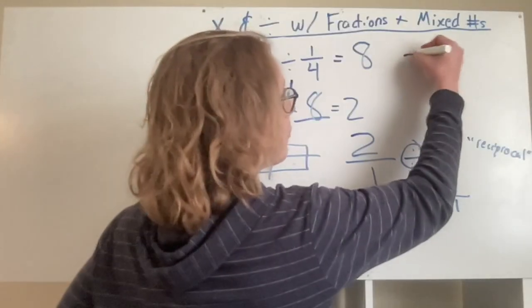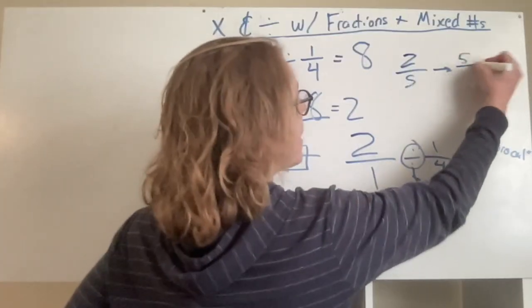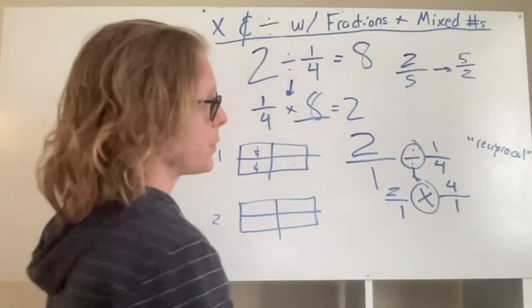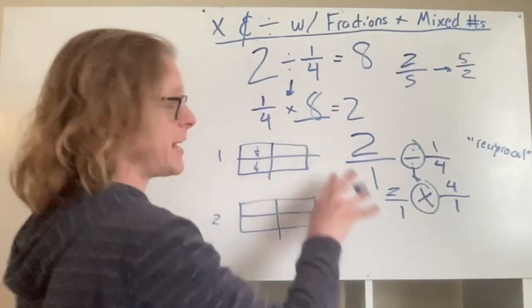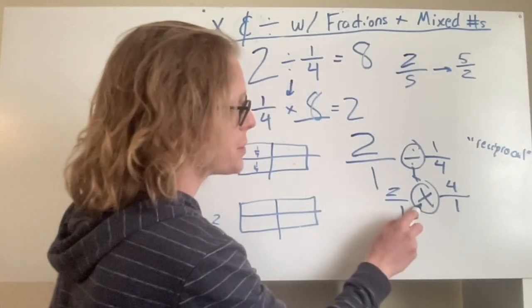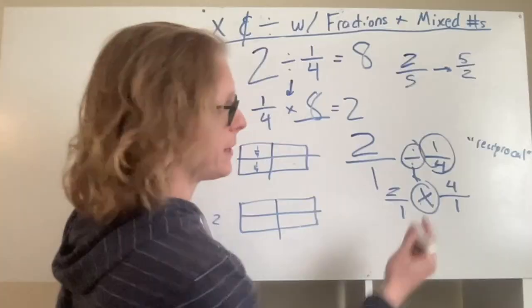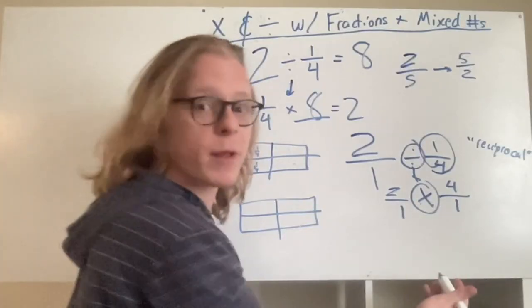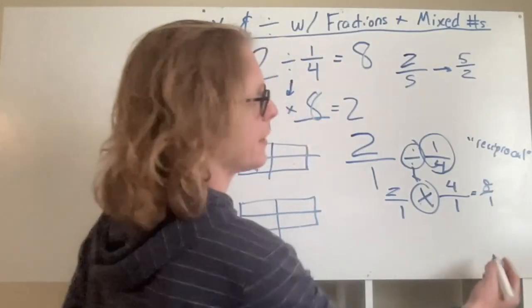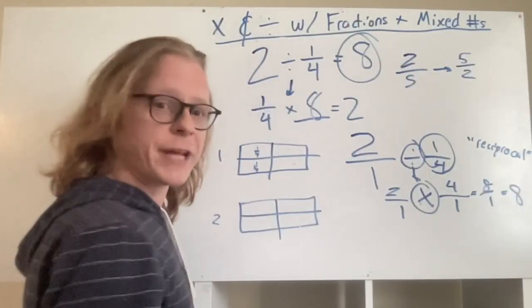Let's take a look at a couple others. 2/5. Well, what's the reciprocal of 2/5? 5/2, right? We just flip the bottom and the top number. So I know I just went off on a little bit of a tangent, so let's come back. Okay, we see division with a fraction, we change it to multiplication, and then we're multiplying by the reciprocal, so this becomes flipped. Now that it's multiplication, we just talked about how to multiply fractions. 2 times 4 is 8, 1 times 1 is 1, 8 over 1 is just the same thing as 8, right? Which is what we said that we would get.